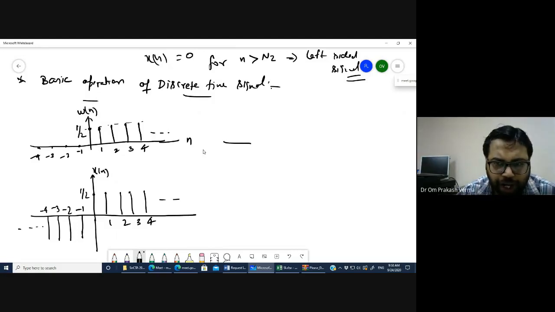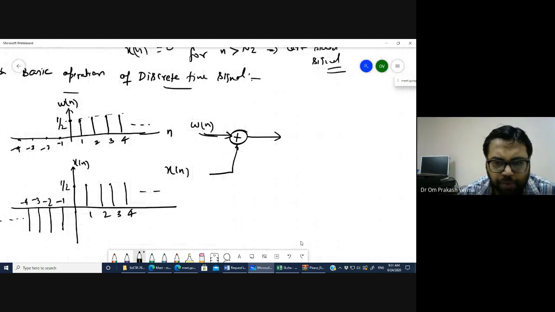Now we want to add the signals, let's say this is the x[n], and this is the w[n]. And now if you add these signals, what will we get? You can easily conclude this with the help of continuous time signals, since you have already done such a problem. Let's say this is a unit step signal, and you have already added such a signal.